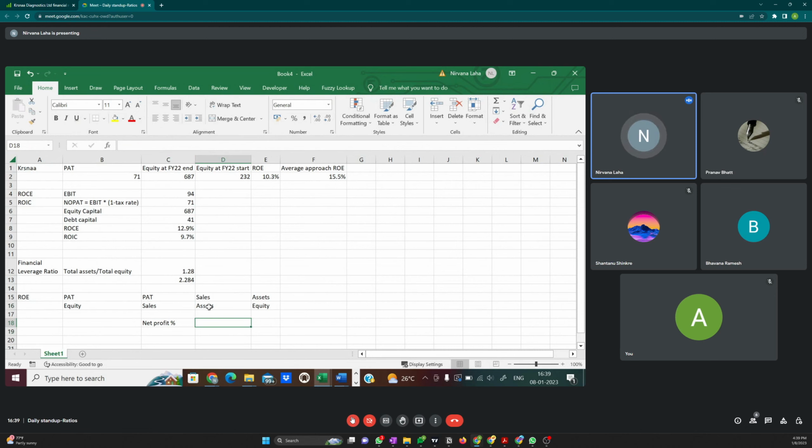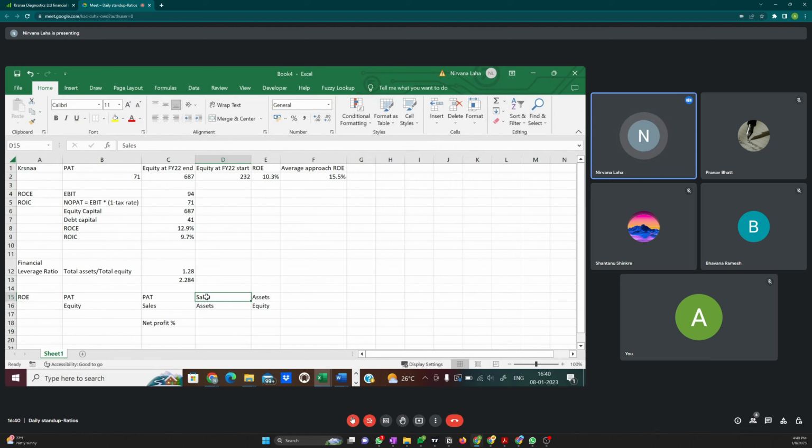Sales divided by assets. This we'll cover in the ratio. We haven't actually come to it yet. So sales by assets is an efficiency ratio. So basically, just try to understand what this ratio is saying. It has assets in the denominator. Assets are what? Your factories, your machines, your buildings, your working capital, and you have sales in the numerator.